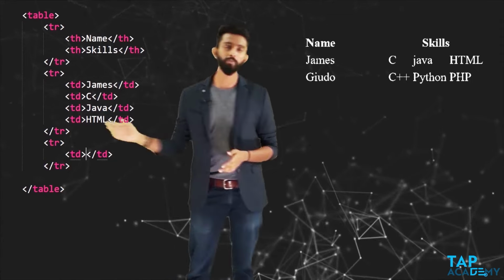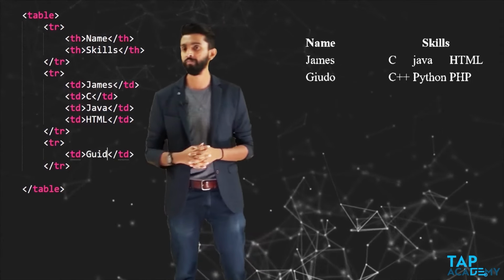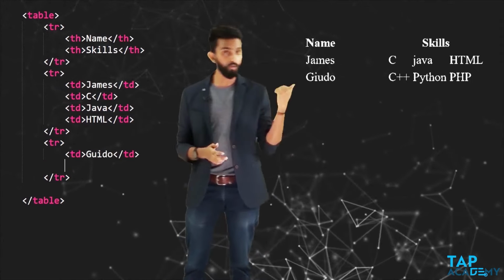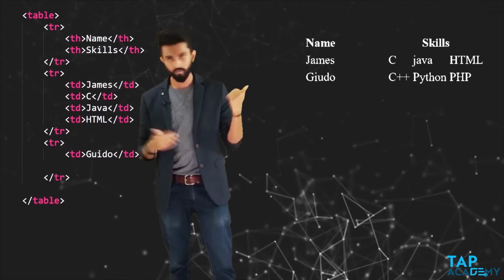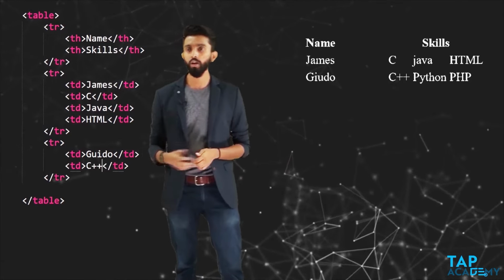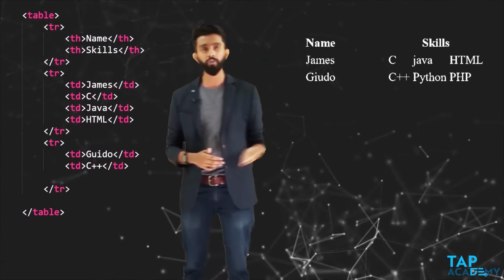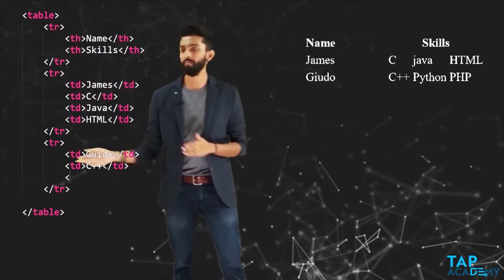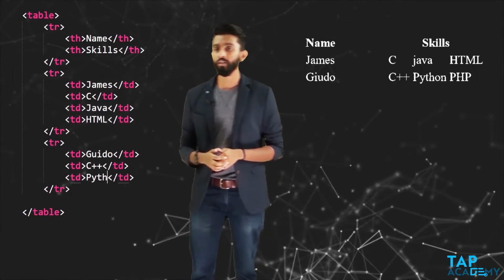TD, I will tell. First piece of data is the name. So Guido. Right. Now, the next piece of data in the same row, that is what I'm going to tell, TD, and the next piece of data I will put, which is nothing but C++. After which the next piece of data is Python. Python, like this I will tell.